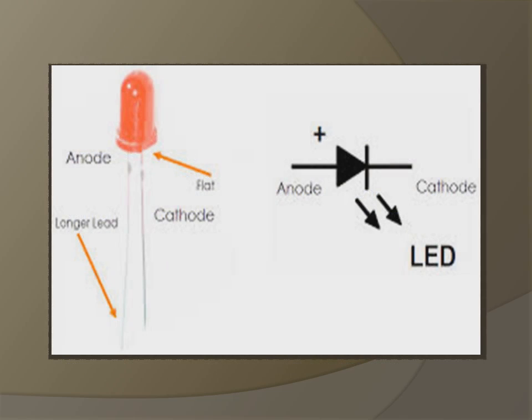This is the representation of LED, both symbol and schematic representation. It has two leads, as you see in the image. The longer lead refers to the anode, and the flat surface refers to the cathode, and the symbolic representation is shown over here in the image.